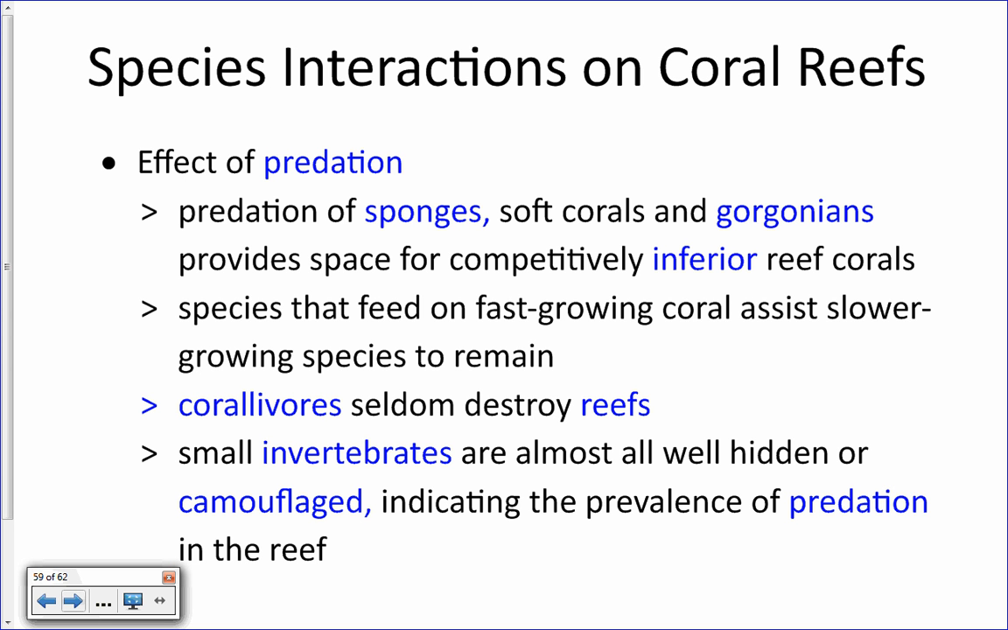Okay. And then you get small invertebrates that get eaten all the time. If you look at the small invertebrates and see just how well camouflaged they are on the reef, that gives you a picture of the amount of predation that's going on. They're constantly being eaten and other things eating other things, and it's crazy.